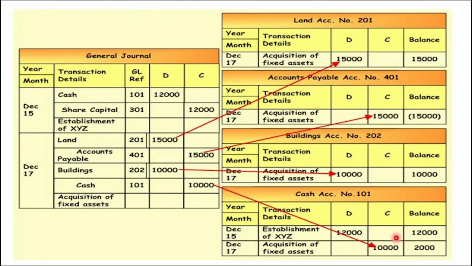Now in the next transaction, this is the journal entry. Land is debited by 15,000. Accounts payable is credited by 15,000. Buildings debited by 10,000 and cash credited by 10,000. Now these are the accounts involved. First I look at land. The land amount involved is 15,000 and it is debited. So acquisition of fixed assets, 15,000 debit balance.